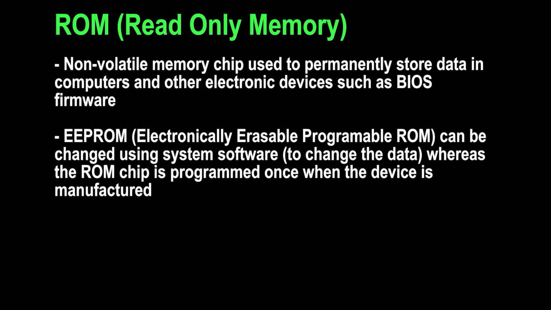ROM, Read-Only Memory, is a non-volatile memory chip used to permanently store data in computers and other electronic devices, such as BIOS firmware. EEPROM, Electronically Erasable Programmable ROM, can be changed using system software to change the data, whereas the ROM chip is programmed once the device is manufactured.